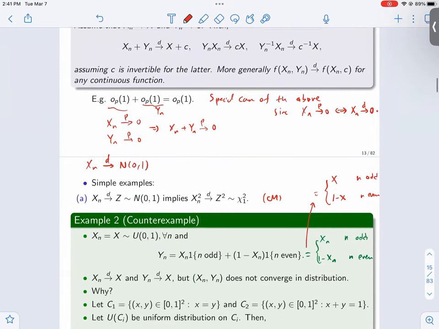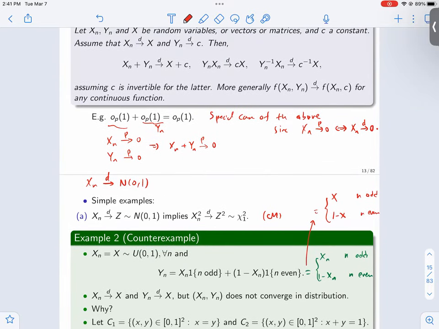So let me not show you the conclusion here. Here, Xn converges to X in distribution, right? Obviously, because all of them have the same distribution, they're actually equal to X. And Yn also converges in distribution to X. That might be slightly more, not more difficult, but it takes a bit to justify it. But then the pair (Xn, Yn) does not converge in distribution to anything. So that's what we want to argue.